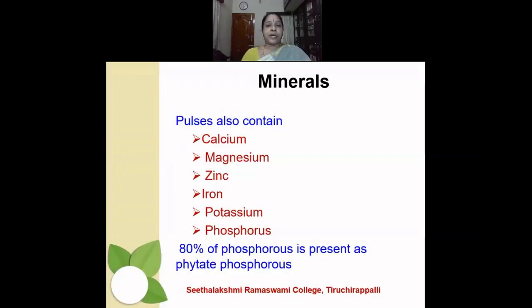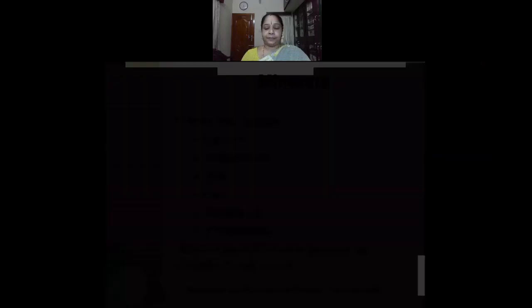Minerals. Pulses also contain various minerals such as calcium, magnesium, zinc, iron, potassium and phosphorus. And 80% of the phosphorus present in the pulses is bound to phytic acid and occurs as phytate phosphorus.